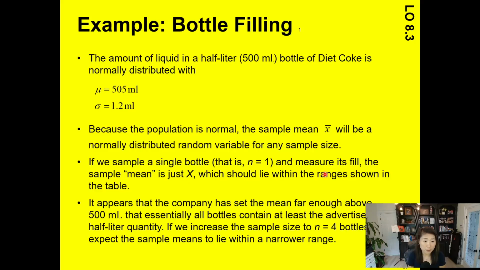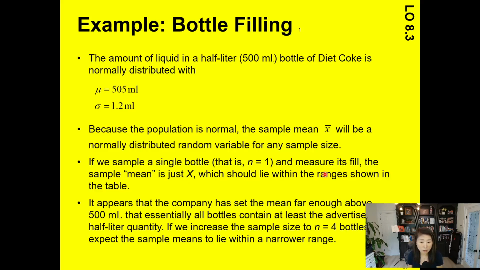Okay, so the amount of liquid in a half-liter bottle of Diet Coke is normally distributed with mu equal to 505 milliliters and sigma equal to 1.2 milliliters. So now we know the population information about the liquid in the half-liter bottle, right? So they are not exactly 500 milliliters. There were some variations. The mean is actually 505 and the sigma is 1.2.